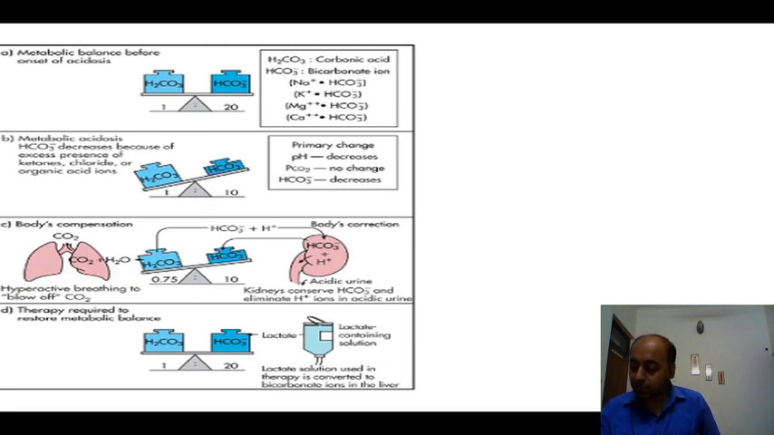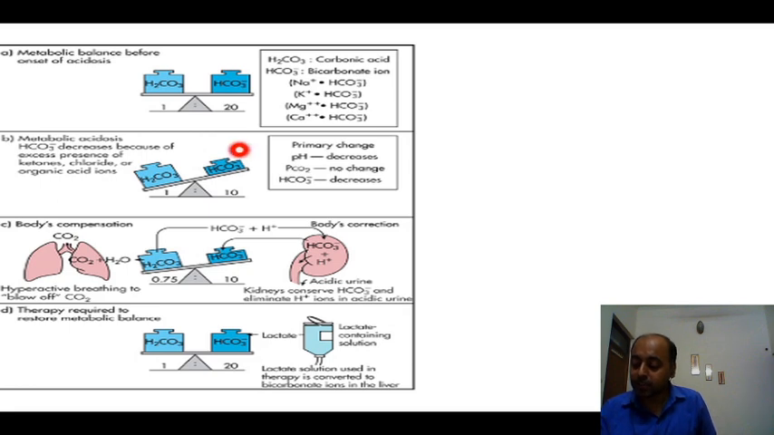At the same time some compensation is occurring by the kidney, but it is not enough, so we try to balance it. This is partial compensation. Complete correction occurs by management. We add more bicarbonate, so that the previous 20:1 ratio is again achieved.